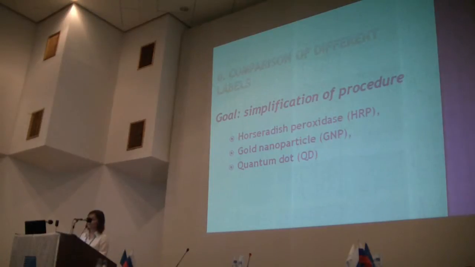And now is the most perspective thing, on which we only started to work this winter. It's a comparison of different labels, and the main goal is the simplification of the procedure. The most popular label in immunoassay is horseradish peroxidase. It has a lot of advantages, but the disadvantages are that it is necessary to use biotin-streptavidin and substrate application, and then it's necessary to wait for color development. Gold nanoparticles are simple in application, but they are not bright enough. So I would like to tell a little bit about quantum dots.